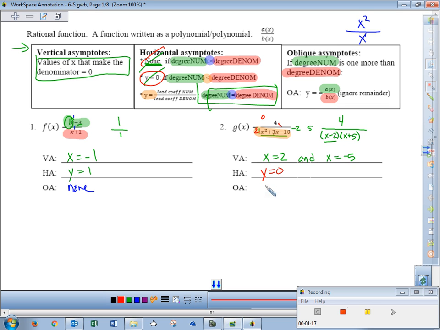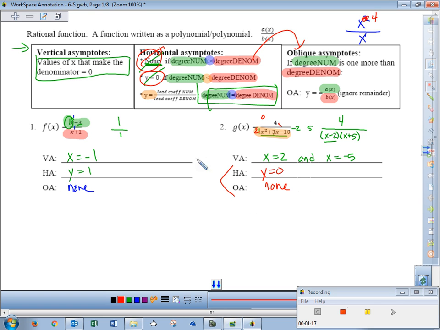There is none. I'll give you a secret. Can't have both of them at the same time. If you've got horizontal asymptotes, you can't have an oblique asymptote. If you've got oblique asymptotes, you can't have horizontal asymptotes. It doesn't work that way because when do you get none? If the degree of the numerator is greater than the degree of the denominator, that's kind of like this category. But if that was a 4 and this was a 1, there still wouldn't be any oblique asymptotes because it's not exactly 1 bigger than that.